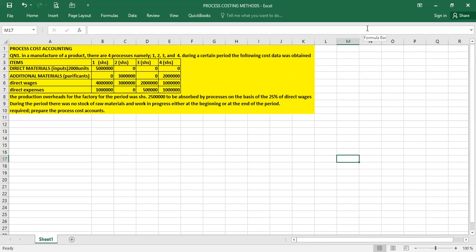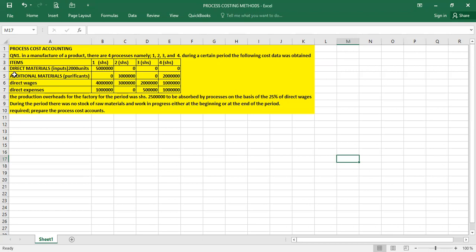The question says, in a manufacture of a product, there are 4 processes, that's 1 up to 4. During a certain period, the following cost data was obtained. You have the items and the processes, process 1, process 2, up to process 3, but we have all of this information in terms of shillings.